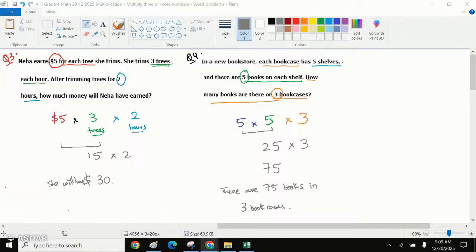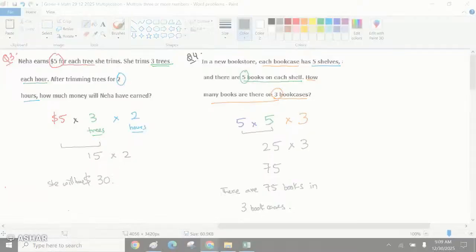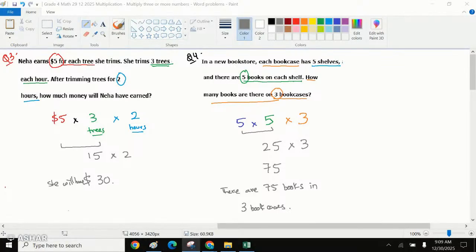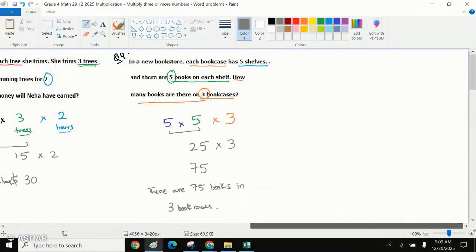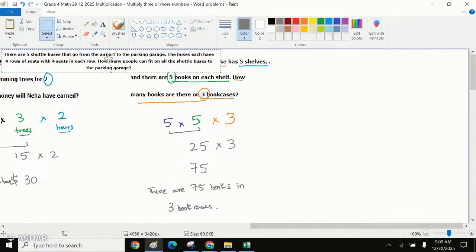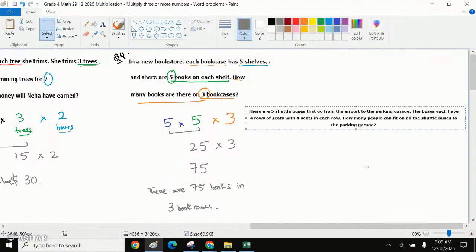Let's see what the question says. I think this is a bit tricky, a bigger word problem. More text on it. Let's see if we can understand the text. Okay. Let me just realign this.